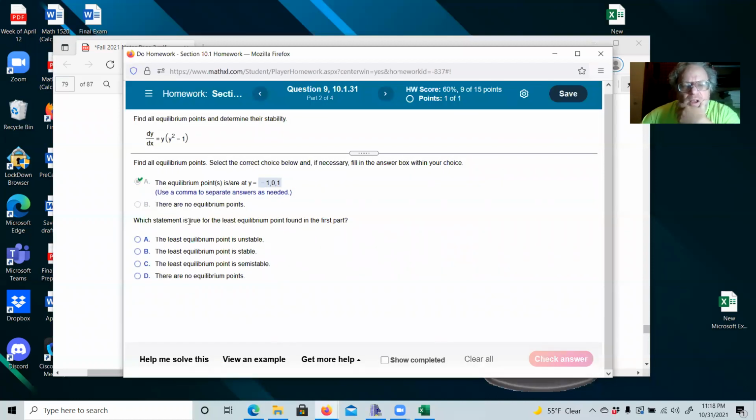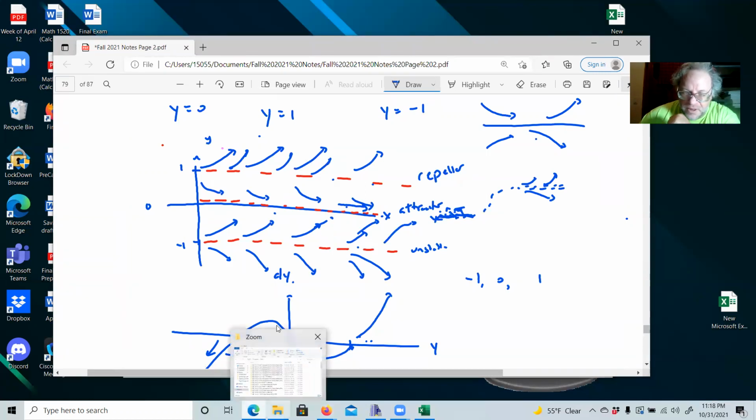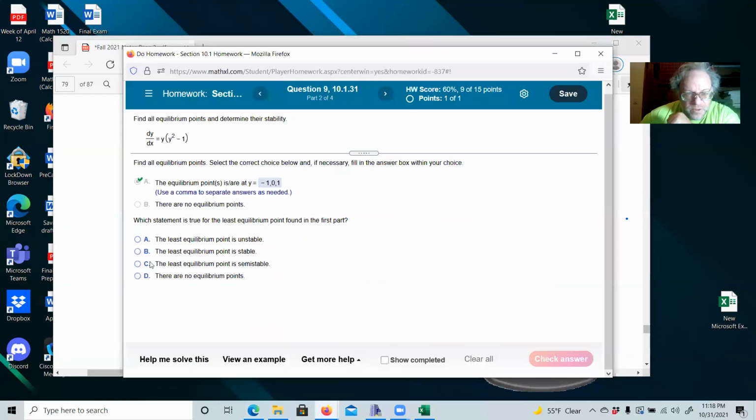All right. Now we'll talk about the least point, the smallest one. What statement is true? For the smallest point, is this a stable or unstable point, or semi-stable? It's an unstable point. Get away from me. Immediately it's pushing the function away from it. So the equilibrium point is unstable. That would be about right.